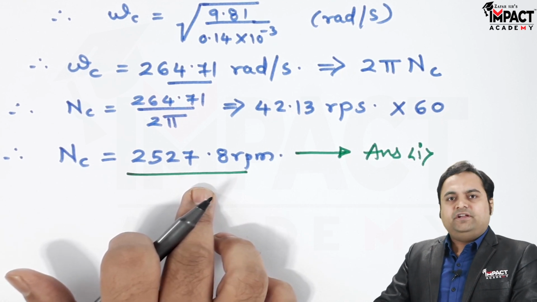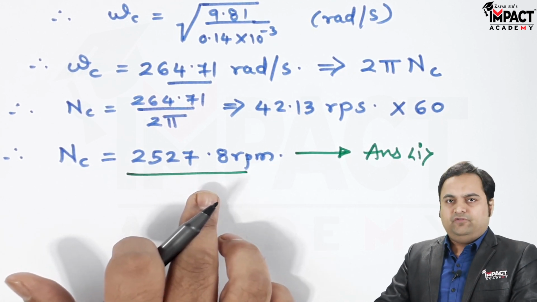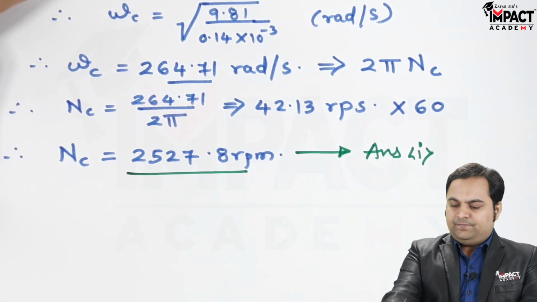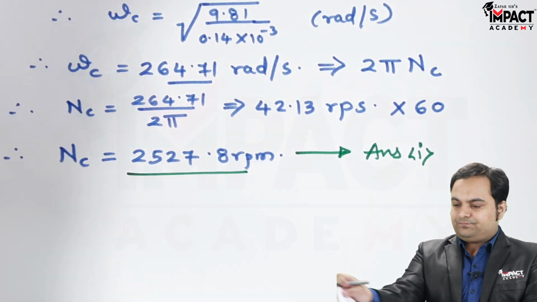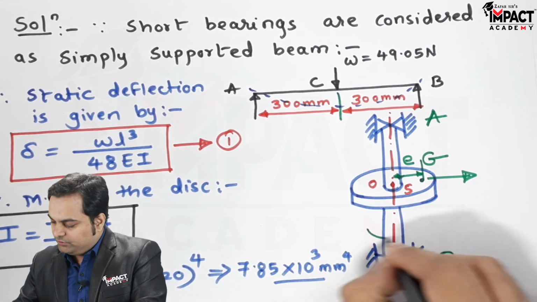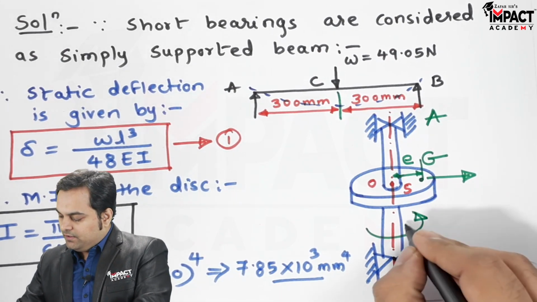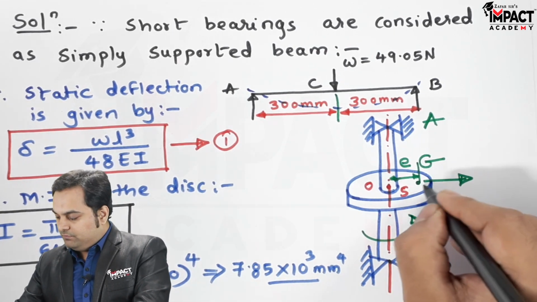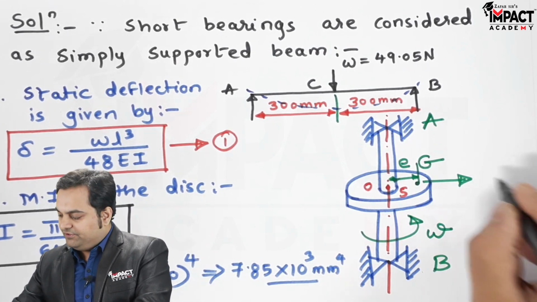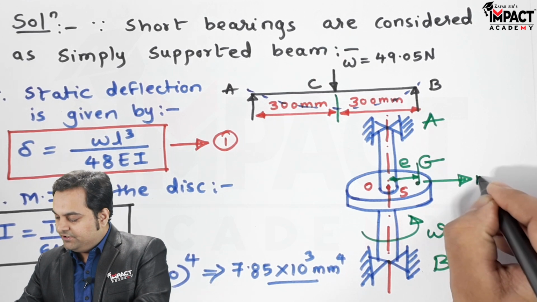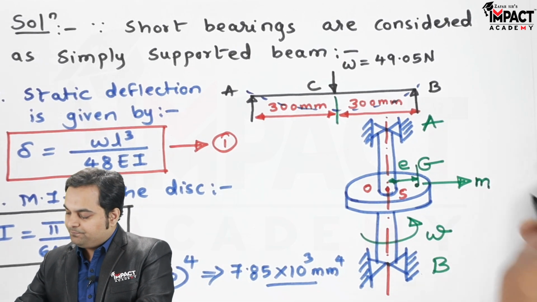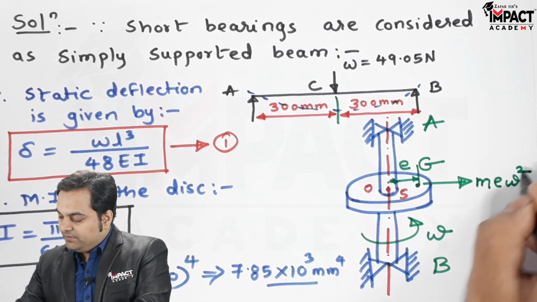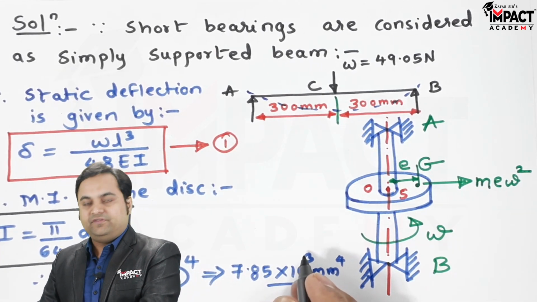Now we have to find the range of speed which is unsafe for the shaft, and for that we have to consider the dynamic condition. And for dynamic condition, here I am considering the rotation of the shaft, and this is omega. From this CG there will be a centrifugal force which would be generated, denoted by m into e into omega square, centrifugal force acting away from the center.